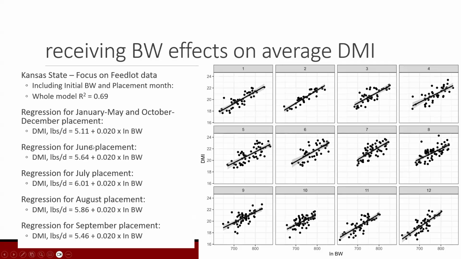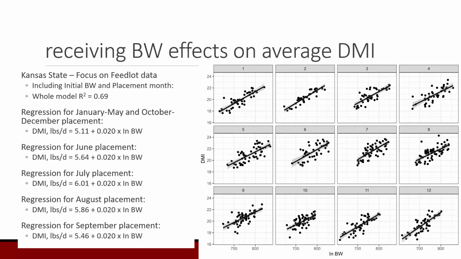So other important things. This data is all from the Kansas State Focus on Feedlot data set. The initial body weight that cattle get placed on feed and the time of year that cattle get placed on feed will have a huge impact on their performance throughout their finishing period. Heavier animals, so animals that went through like a yearling growing system, will eat more than calf-fed animals, animals that are placed on feed at lighter body weights.